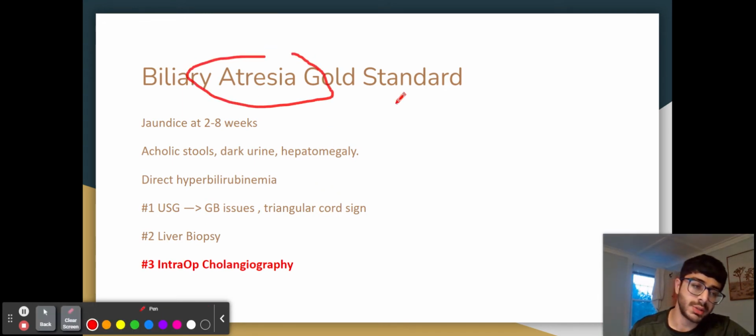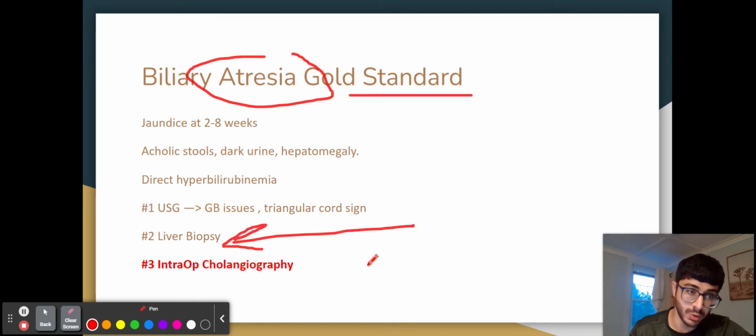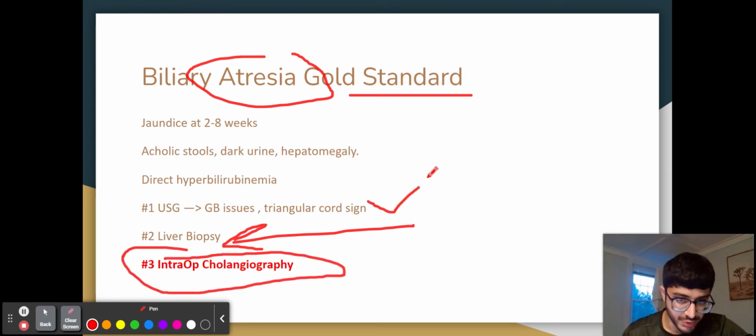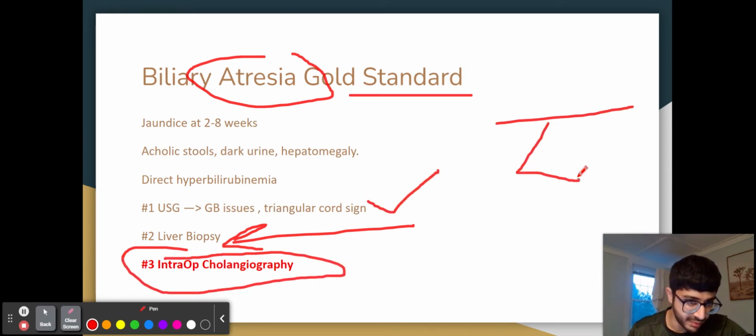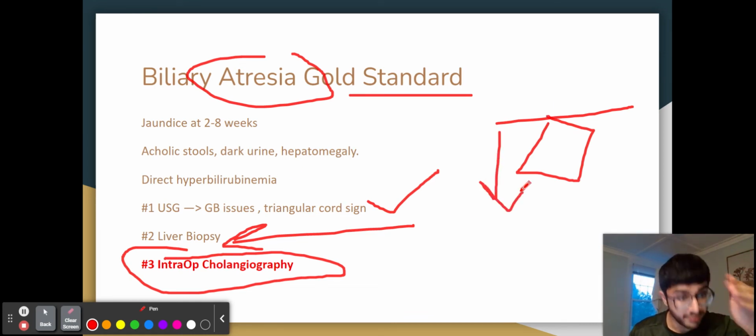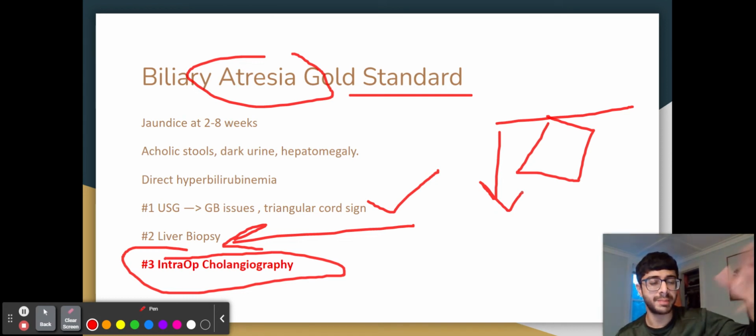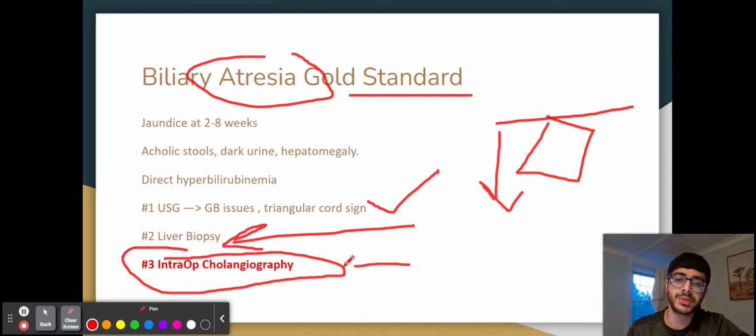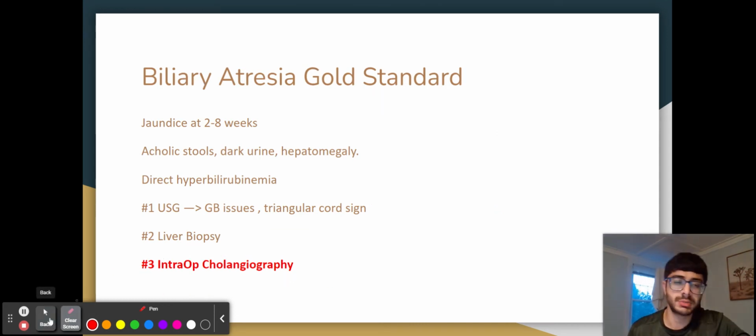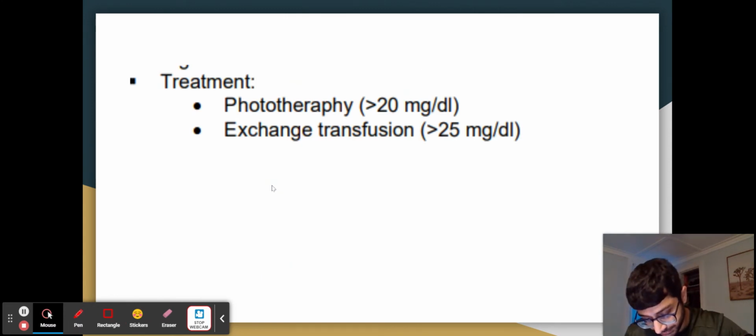Biliary atresia. The reason I put this here is, what's the gold standard test? Everyone's going to choose liver biopsy, but you're going to be smart. The gold standard test for this is different. It's intraoperative cholangiography. You're going to do an ultrasound. You're going to see the triangular cord sign, the fibrous remnants across the porta hepatis is the fancy buzzword. You're going to do a liver biopsy, and you're going to confirm the diagnosis, and you're going to refer them for the Kasai procedure, the hepatoportoenterostomy. But if they ask for the gold standard test, it's intraoperative cholangiography. Don't get it wrong.